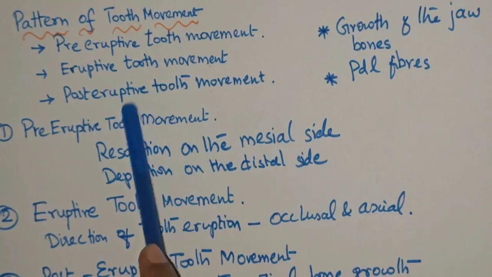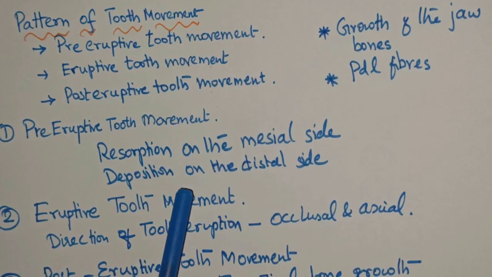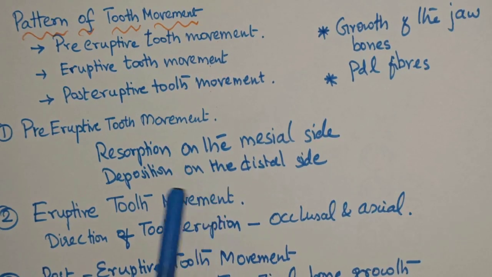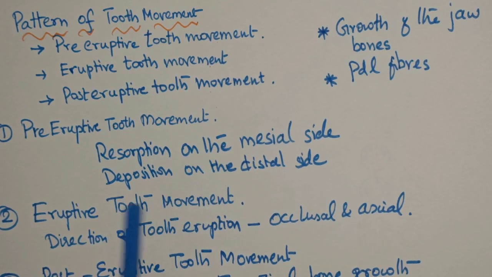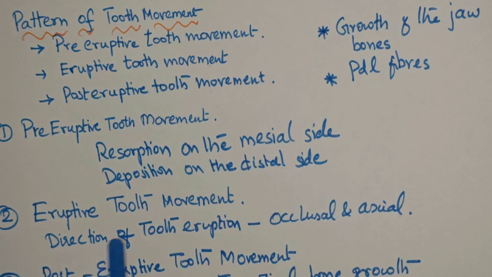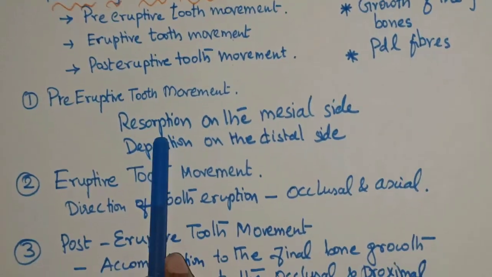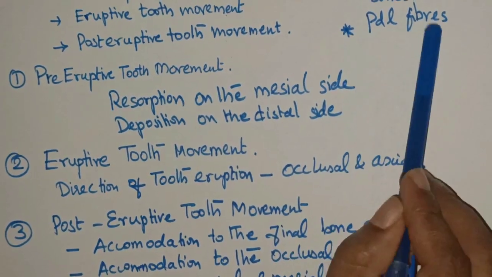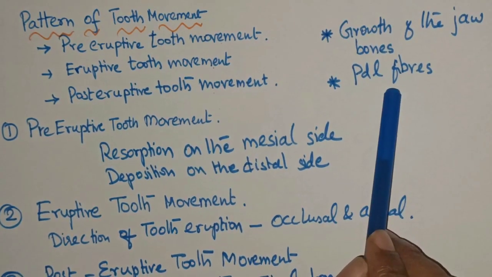eruptive and post-eruptive. In pre-eruptive, minor movements will happen within the bony crypt of the jaw bones, and initially when the deciduous tooth erupts in the oral cavity, there will be slight mild crowding in the incisor and canine region. Later it is relieved by the growth of the jaw bones. And there will be a movement by resorption on the mesial side and deposition on the distal side, as well as the role of fibers.